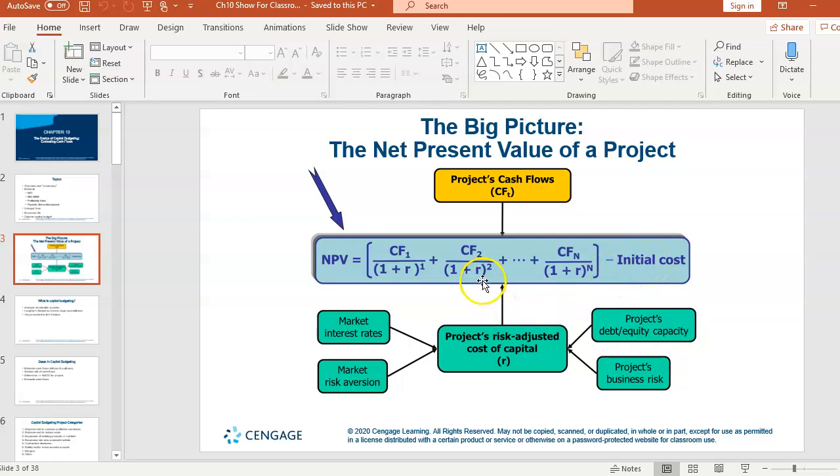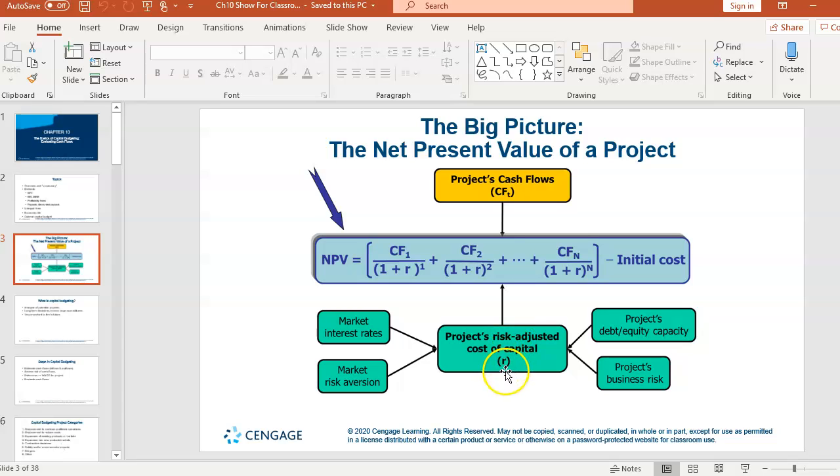Now, what goes into the R down here? Well, the R is basically the risk-adjusted cost of capital for the project. So you start with the WACC, and you would adjust the WACC for any risk of this project. If it's riskier, we should go with a higher number. If it's not risky, we would go with a lower number.